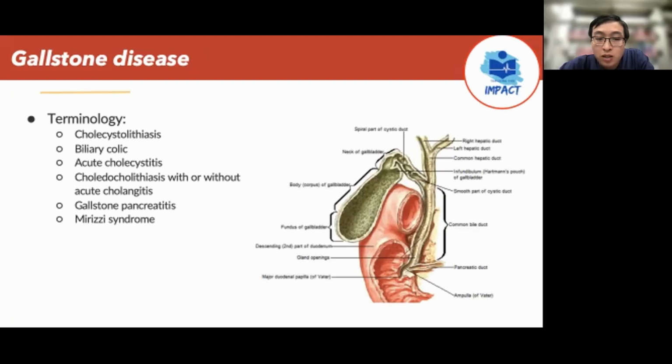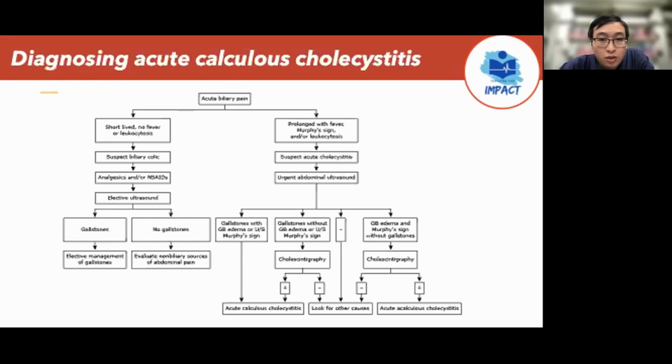So to recap, this patient has two of the complications. So this patient has complicated gallstone disease. One is acute calculous cholecystitis, and the other is choledocholithiasis as well. And just to reiterate, the diagnosis of acute cholecystitis should be suspected in any patient presenting with right upper quadrant or epigastric pain, fever, and also elevated white cell count or CRP.